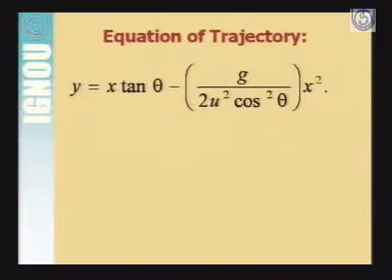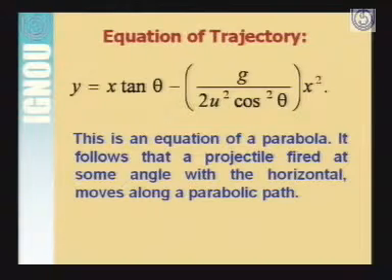So here we will consider the equation of the trajectory. If you take the value of t from the first equation, that is x divided by u cos theta, and put it in the second equation, we will get y equal to x tan theta minus g by twice u square cos square theta times x square. This equation is the equation of a parabola. It follows that a projectile fired at some angle with the horizontal moves along a parabolic path.